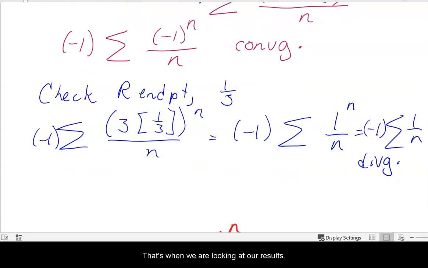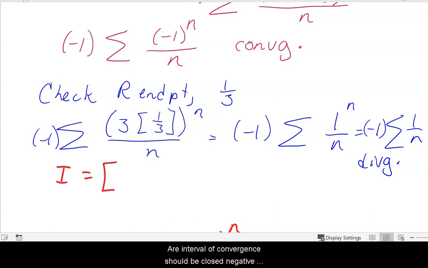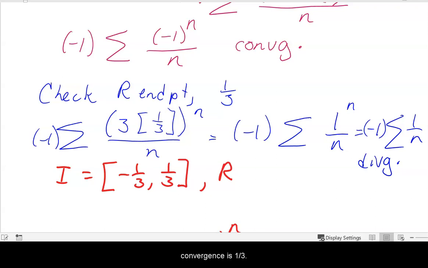Thus, when we are looking at our results, our interval of convergence should be closed -1/3 to open 1/3, and our radius of convergence is 1/3. The center is, of course, right smack in the middle of the interval of convergence, which is 0.